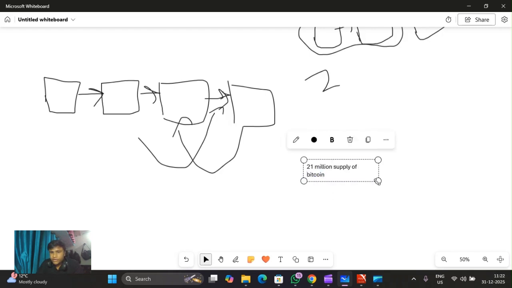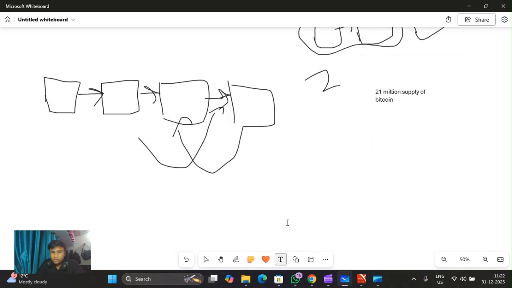We have a 21 million supply of Bitcoin. By 2025, 99% of all the blocks are mined. That means by 2035, all the blocks are mined 99%. Each block has a list of the transactions they have.